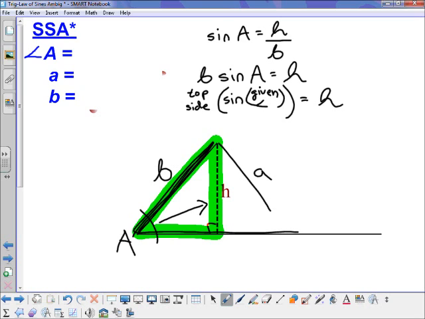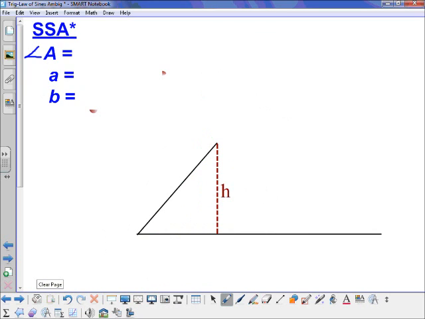Okay, so height will always equal this top side times sine of that angle. And again, it'll be easy to tell which one's which. It'll have to be the only side that is not the same letter as your angle. Okay, so let me clear out again. Let's look at our different cases for the height.